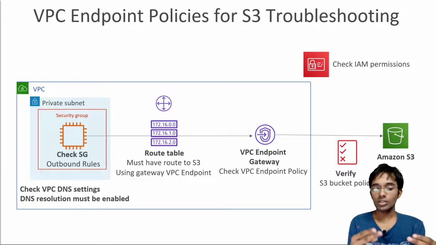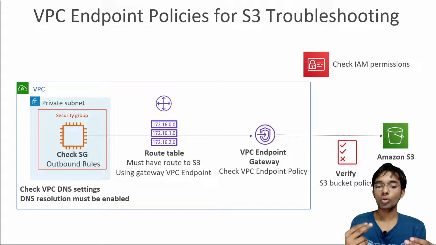Then we need to update the route tables to make sure that anything requested for Amazon S3 goes through the VPC endpoint gateway. If we don't set up the route table, then our EC2 instance can never talk to the VPC endpoint gateway, and things will not work. We also need to make sure that the VPC DNS settings for DNS resolution are enabled for the resolution to be done correctly.